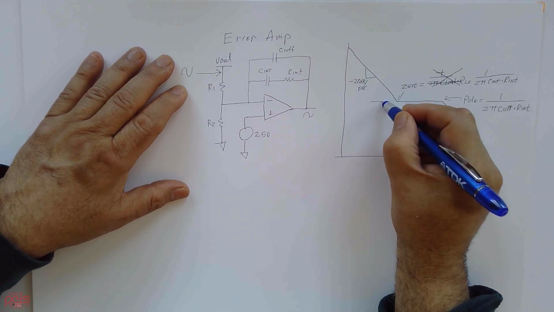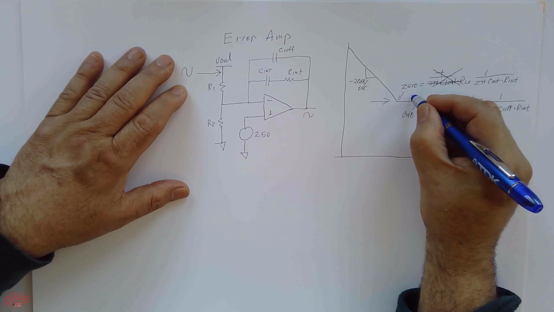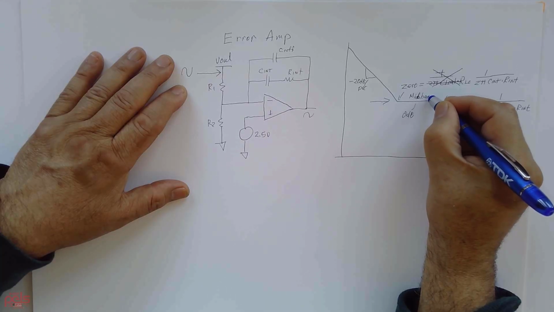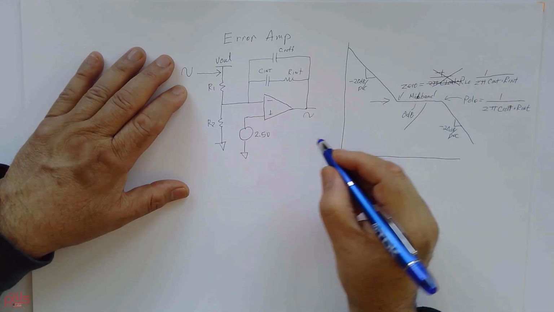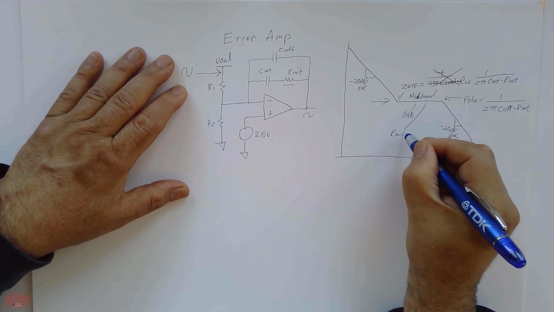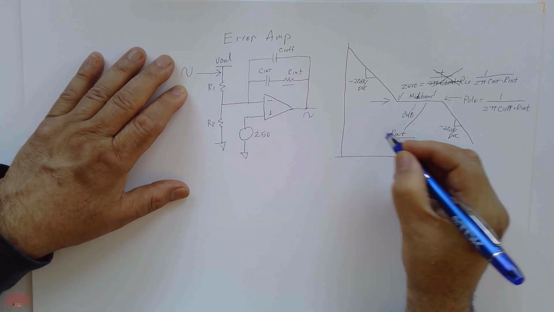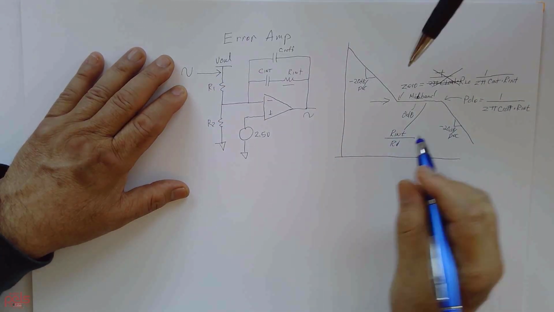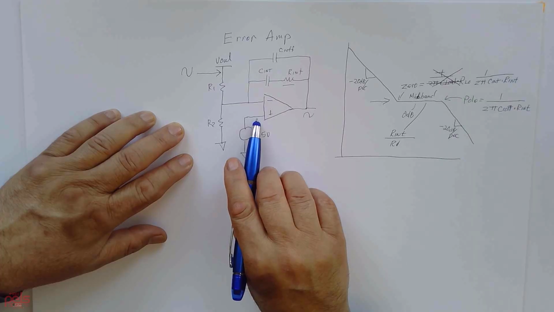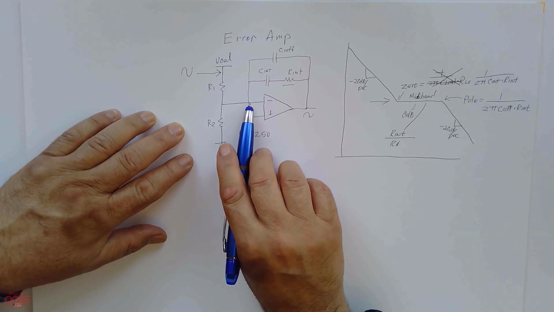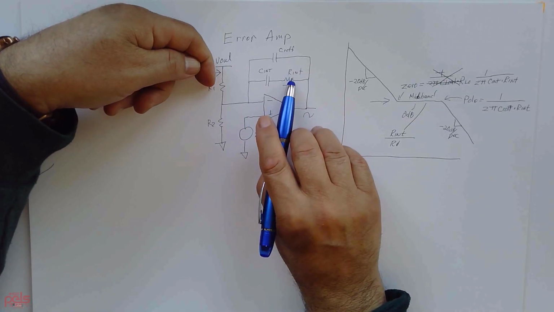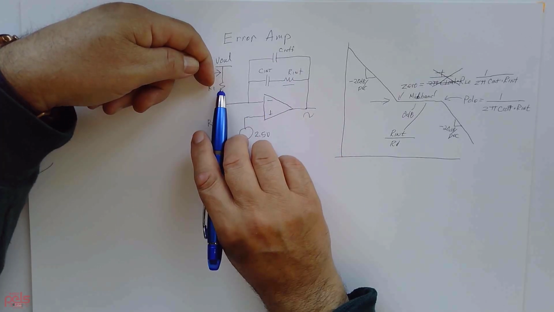Now you might have a question. Well, what about this? This is the midpoint. How do I determine the mid band gain? This will be R integrator divided by R1. And the reason is, see, this is kind of like a virtual ground. So this is zero, so this is zero. So in reality, it's an inverting amplifier. So it's this resistor divided by that.